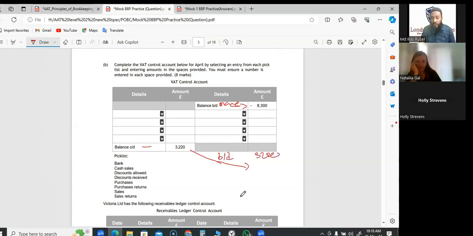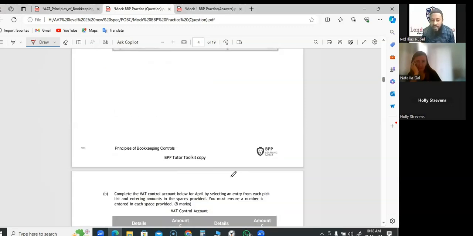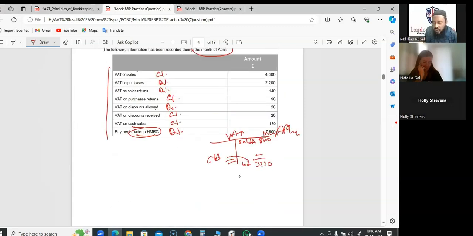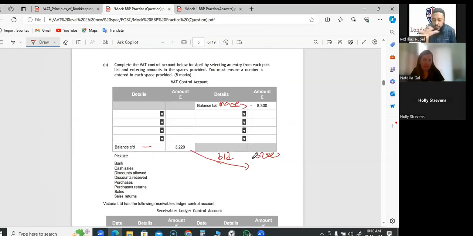You just need to put the figures. How easy it is to get the marks. Can you please put those items in the box? Let me help you. You do on your paper, I do here. I said income VAT on the credit side, expense VAT on the debit side. Whatever makes your liability down is on the debit side, whatever makes your VAT liability up is on the credit side.